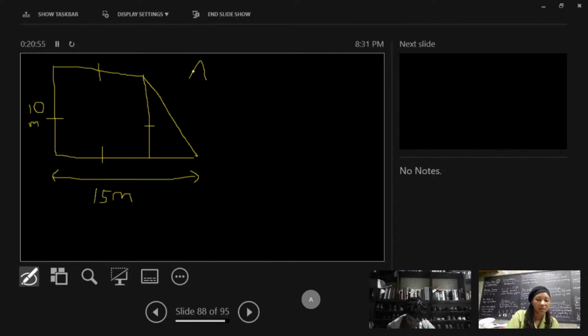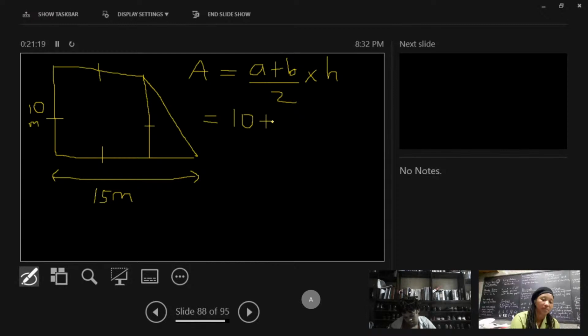All right. So area is (A plus B) over 2 times the height. Miss, A would be 10 meters, and B would be 10 meters as well, miss. You sure? Oh wait, yes, miss, sure. You sure, John?